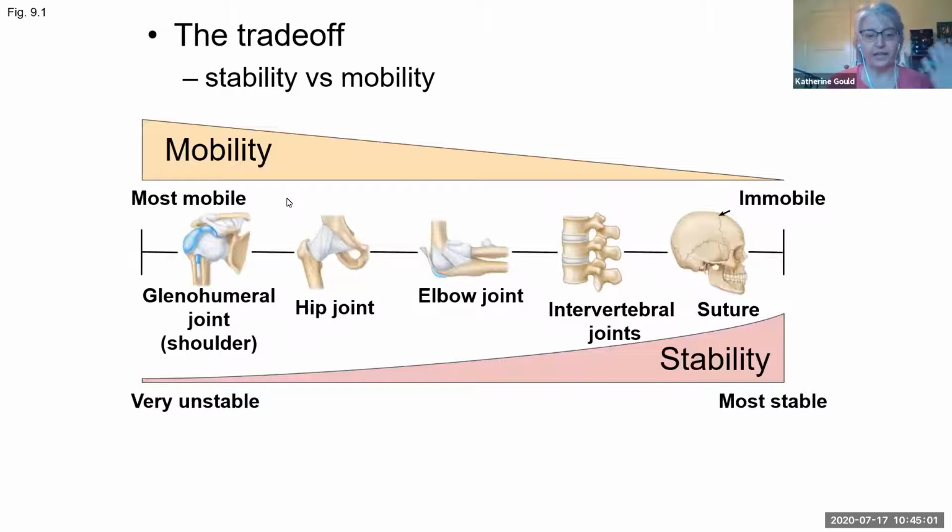Now the trade-off in joints, there's always a trade-off between stability and mobility. The sutures in the skull, very, very stable, which is great for protecting your brain, but not so good for moving around, which is fine around your brain. You don't need to move there. But for something like your shoulder, you want to be able to move it. It is very advantageous from an evolutionary point of view to be able to have lots of movement in our shoulders. But the trade-off is that there is less stability in a joint that has more mobility. So it's a constant trade-off.